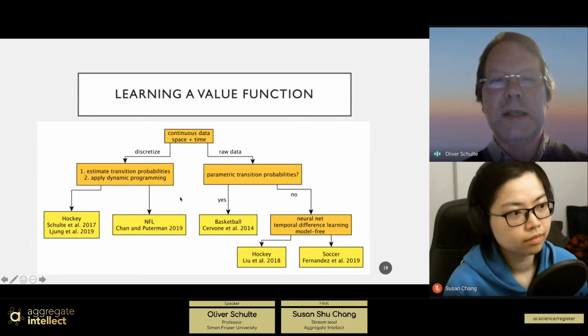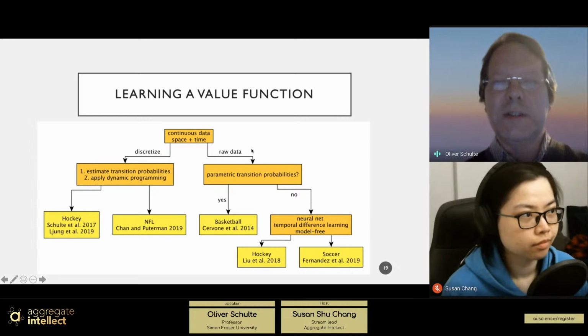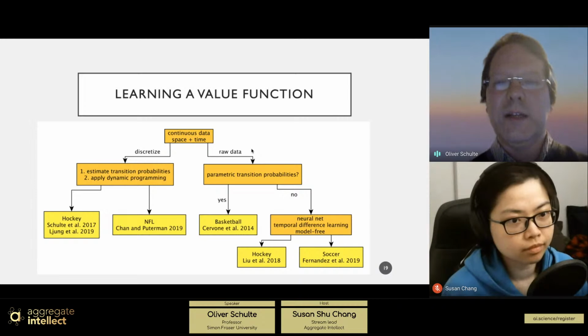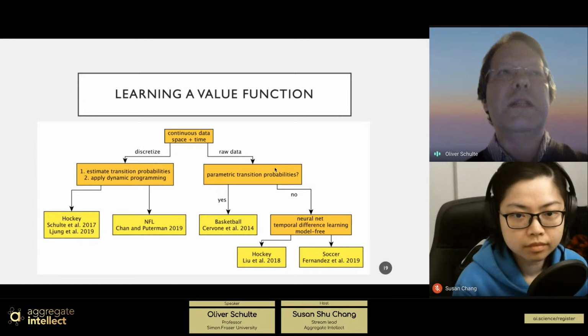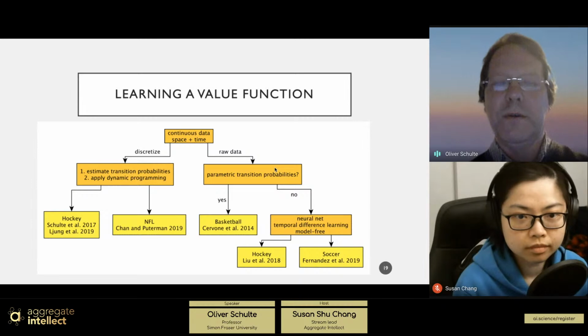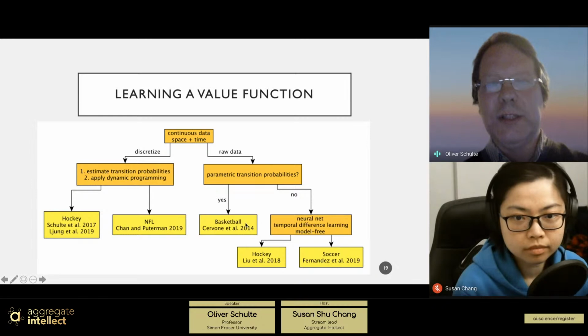So the recent trend is to work with the continuous data directly. And again, there's a choice. You can say, okay, I've got continuous data. Am I still going to estimate transition probabilities using some parametric model, like say a Gaussian or a Poisson distribution? That has been done, for example, by the Harvard Sports Analytics Group. They have a very sophisticated stochastic process model for basketball.